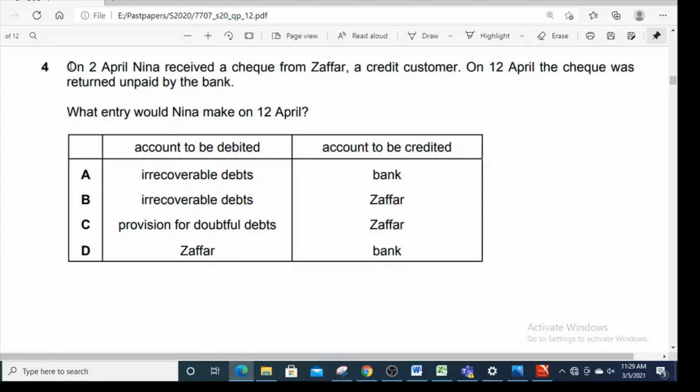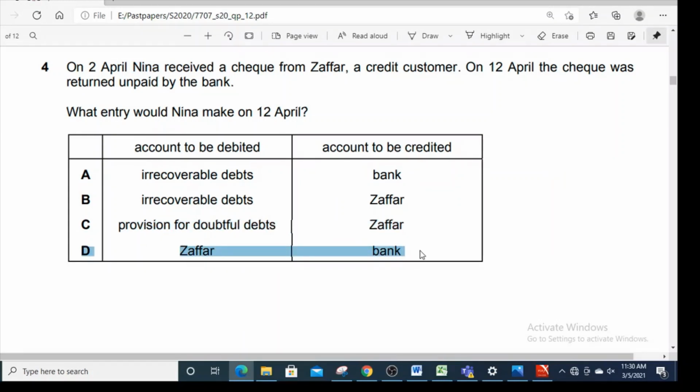Number 4 is on 2nd April, Nina received a check from Zafar, a credit customer. On 12th April, the check was returned unpaid by the bank. What entry would Nina make on 12th April? At this point, remember that you are Nina, the business. So when you receive the check in the first place on 2nd April, you debited bank and you credited Zafar accounts receivable. When the same check is returned unpaid, you need to reverse the entry now. So you will credit bank and you will debit Zafar. The correct option is option D.